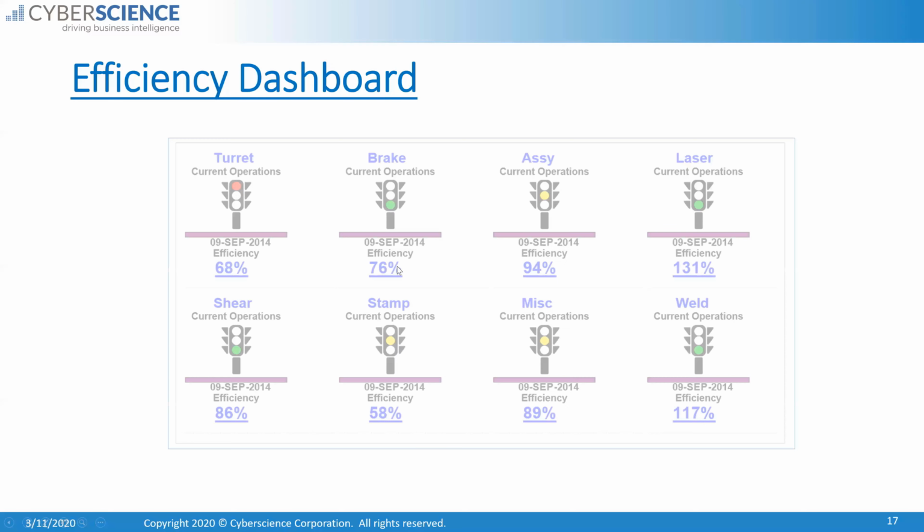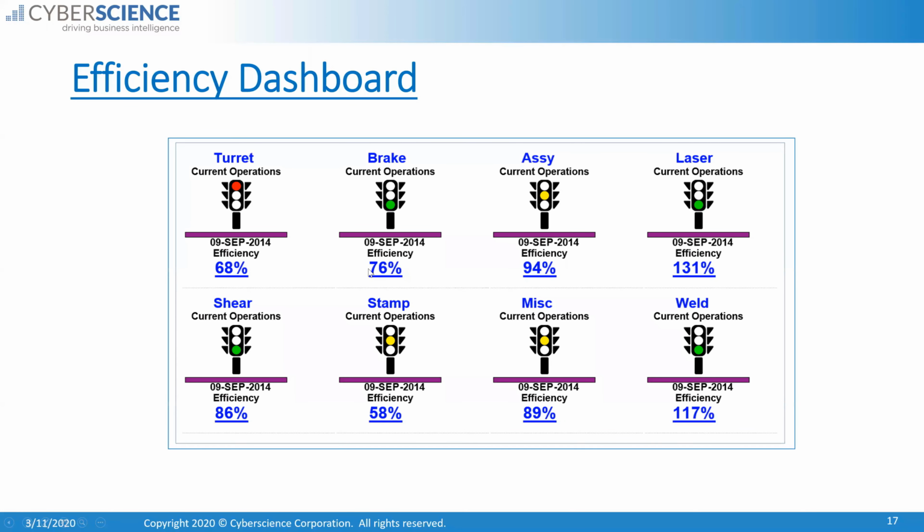Okay, another customer asked us for a dashboard. The operations manager said, hey, I'd like to have a dashboard where in just a blink of an eye, I can look and see if there's any issues out on the shop floor. So they came up with this idea of the stoplights, where a green stoplight means no jobs over standard in that work center group. Yellow stoplight means one job over standard. A red stoplight means more than one job over standard. So the operations manager can look at this and say, oh, we got an issue in the turret group.